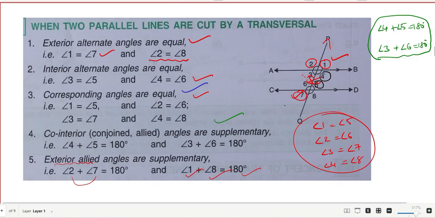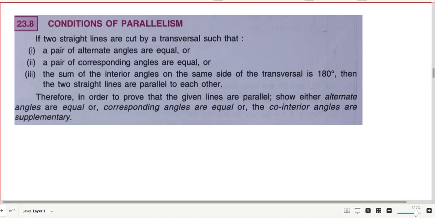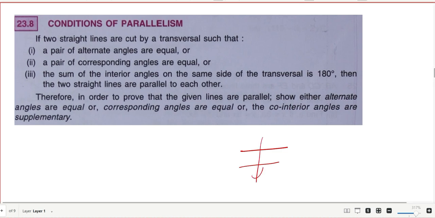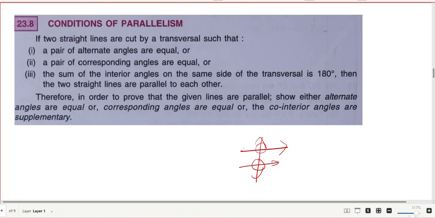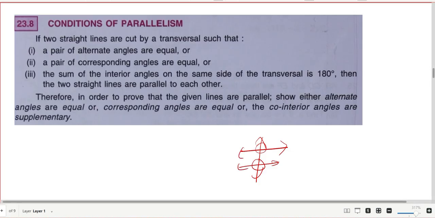And now we shall discuss the conditions of parallelism. What is meant by conditions of parallelism? It means in higher studies, while doing problems, we are required to prove two given lines are parallel. So in order to prove two given lines are parallel, what conditions are sufficient to make use of? Those are called the conditions of parallelism.